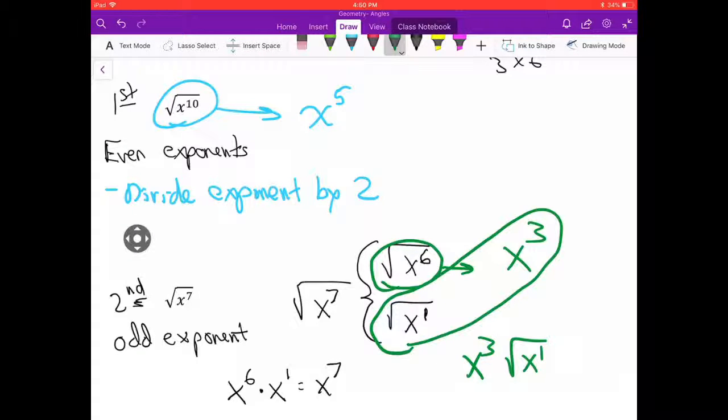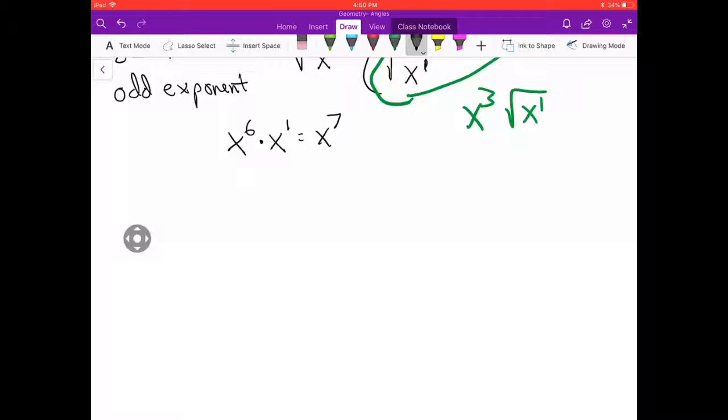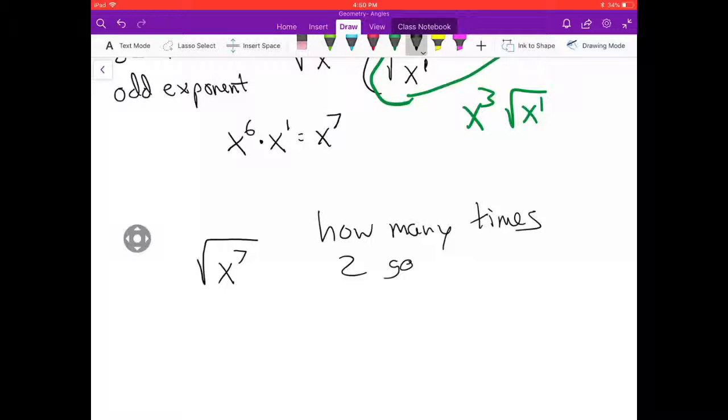I'll show you one other method to do this. Some people might find it a little bit more confusing, but I know there are some people who have taught this before who think it's a little bit easier. What I like to do is now think how many times 2 goes into 7. Now, it's always going to be 2 because that's what the square root really means. The square root is going to give us this 2 every single time. So I know that 2 goes into 7 3 times, and that gives me 1 left over.